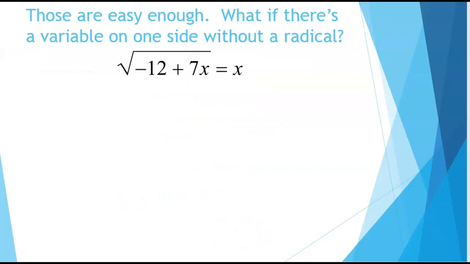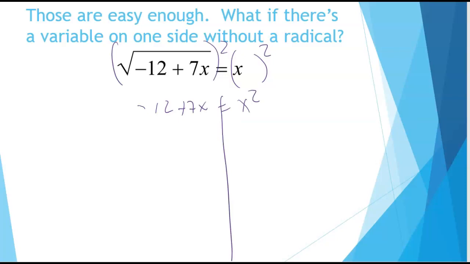But what if there's a variable on one side without a radical and we can't just simply square them both? What do we have to do? Well, actually, we do have to start by squaring them both, don't we? In order to get rid of that square root. Now we have negative 12 plus 7x equals x squared. Oh, this is looking to me like we're going to end up with a quadratic, right? So I'm going to make this side 0. I'm going to jump the fence. X squared minus 7x plus 12 equals 0.